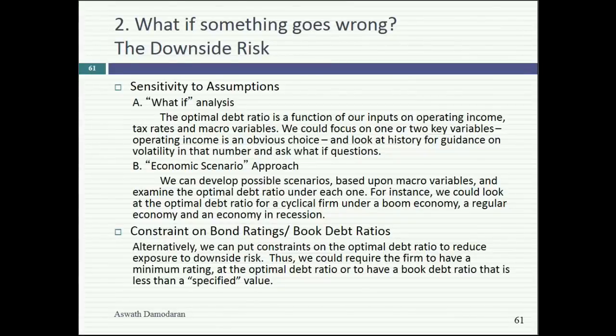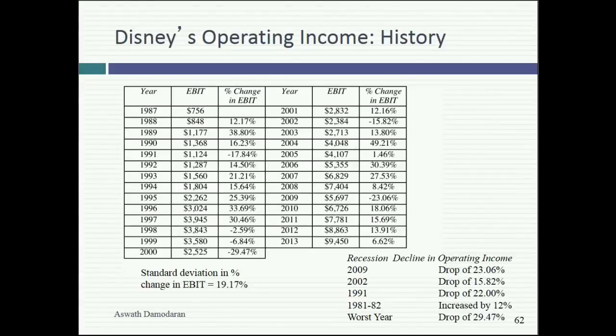So I'm going to bring in a rating constraint, how you might not want to drop below a rating into this process. So let's start with the first what-if analysis. To decide what a bad year would look like for Disney, I actually looked at Disney's own history. You think, bad year, we know what a bad year looks like.